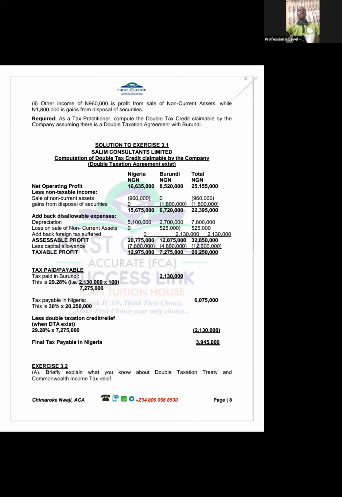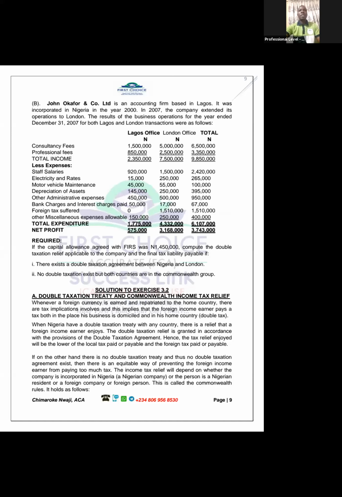So let's look at Part B. Part B says John Okafor and Company Limited. So you see, it's a limited liability company. Assuming the word limited is not there, and they wrote John Okafor and Co., it's a business name. So it's going to be treated as a person, not as a legal entity.